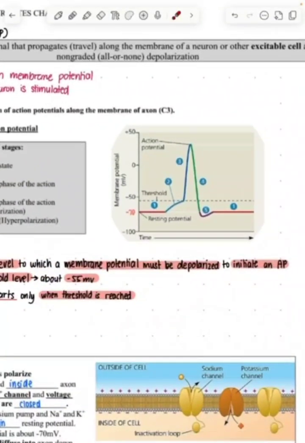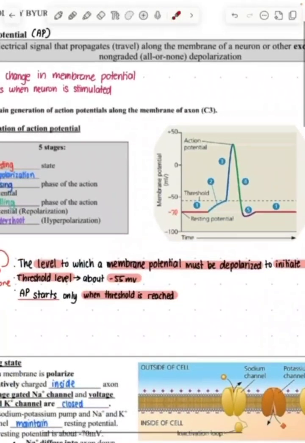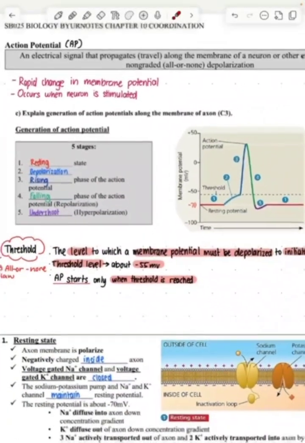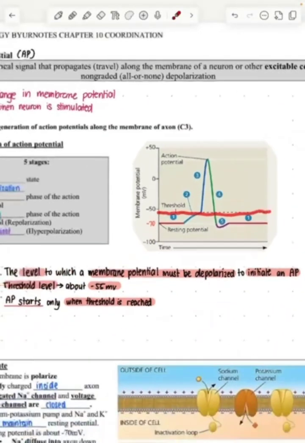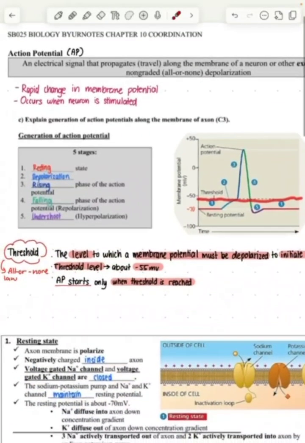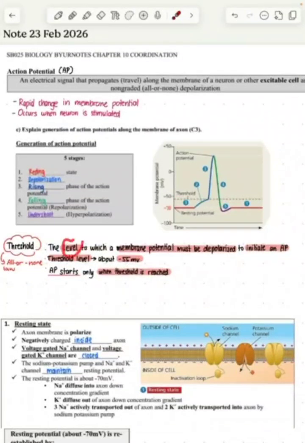As you can see in this graph, it represents every stage of the action potential, and you can see the threshold level here. What is a threshold? Threshold is a level to which a membrane potential must be depolarized to initiate an action potential. In most neurons, it is about -55 millivolts, and an action potential will only start when threshold is reached.